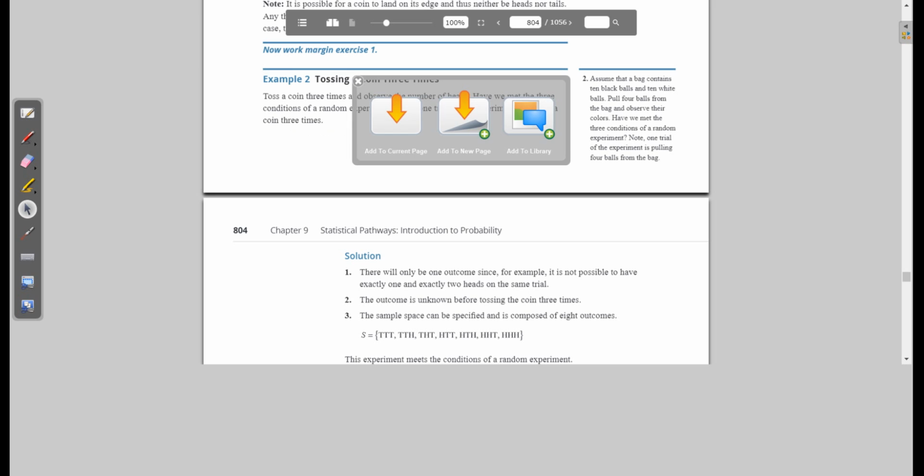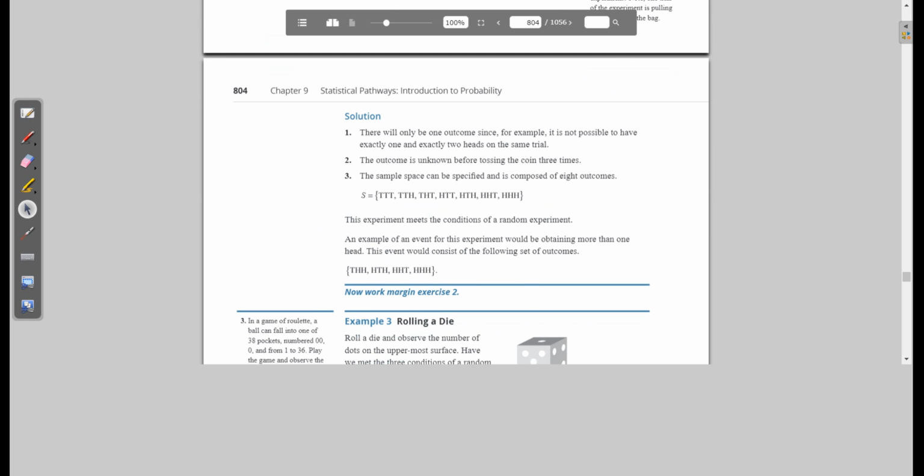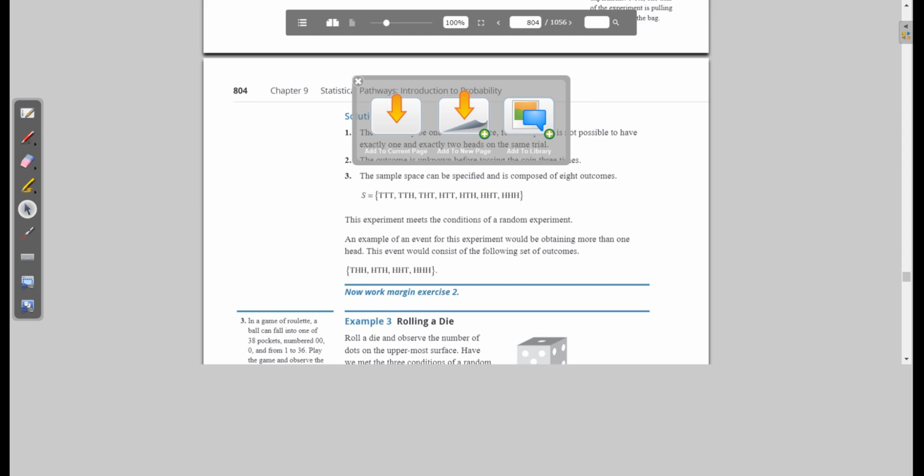Tossing a coin 3 times. Oh yeah, when we get to trees later on in this section, I don't have enough space to actually write them, so I'm just gonna snip those also. So toss a coin 3 times and observe the number of heads. Have we met the three conditions of a random experiment? Note, one trial of the experiment is tossing a coin 3 times.